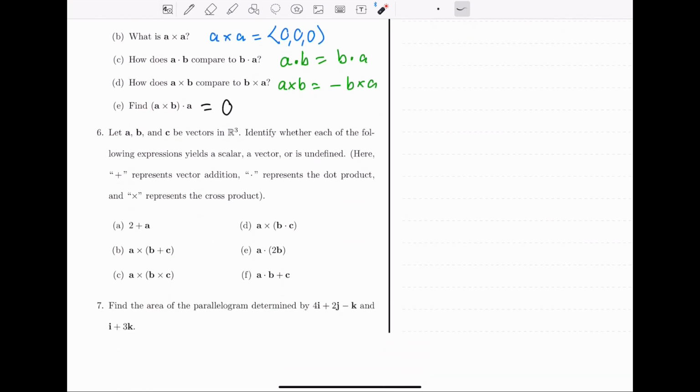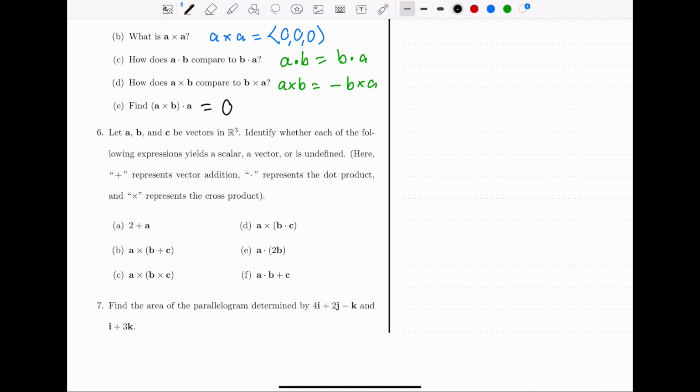Take a look at example 6. Let's take any 3D vectors, a, b, and c. They can be any three-dimensional vectors at all. And we want to think about these different ways of combining them. And we want to look and see if we get a vector or a scalar, or if the operation is actually undefined. With each of these different examples, we want to think of what sort of value we would get from these kinds of computations.